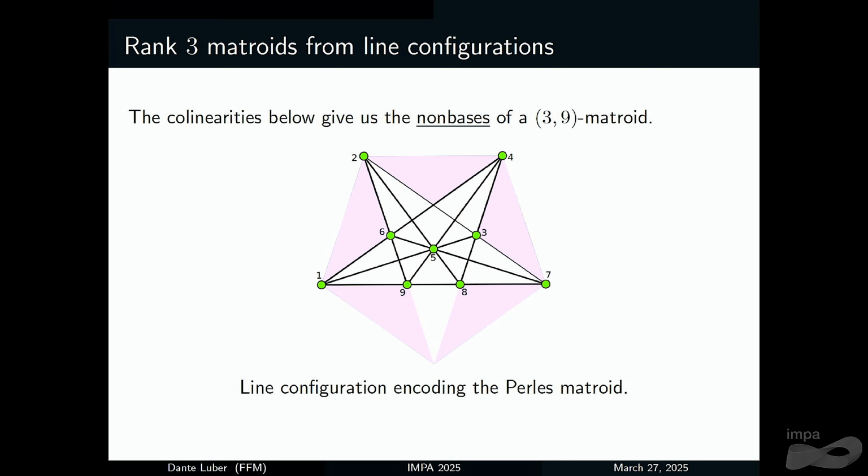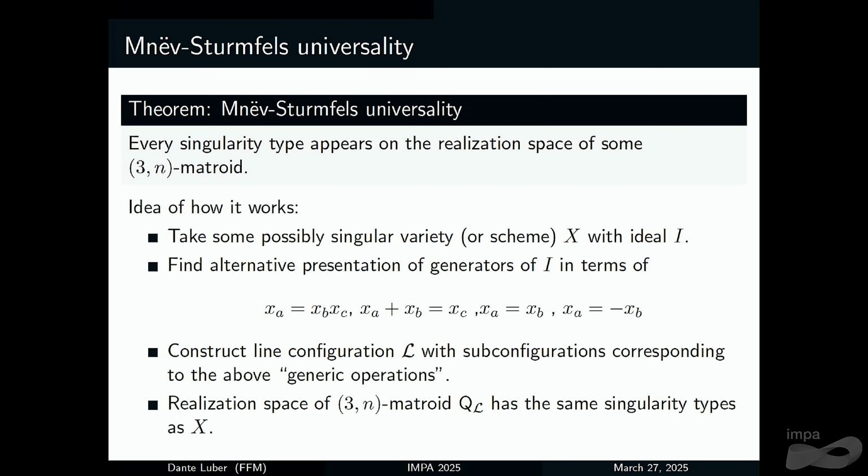Okay, and so why are rank 3 matroids interesting algebro-geometrically? Well, there's this result called Mnëv universality or Mnëv-Sturmfels universality that tells us that every singularity type appears on the realization space of some rank 3 matroid.